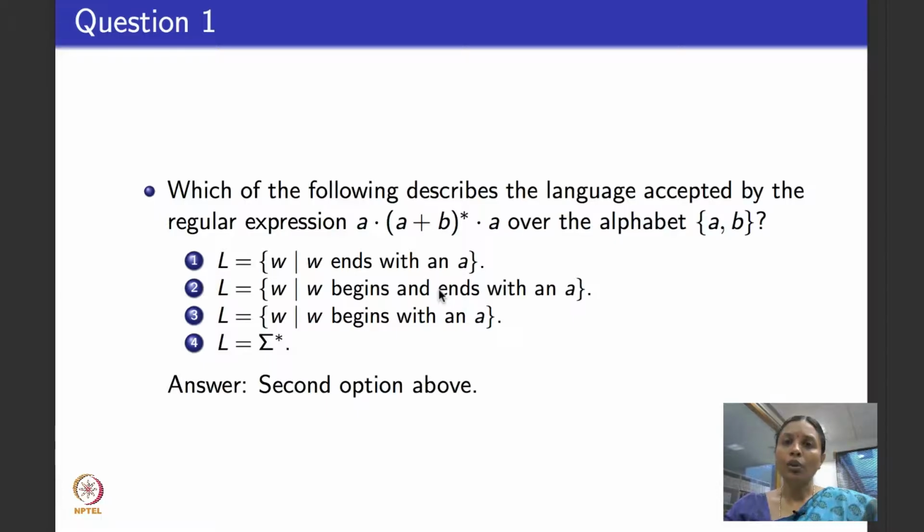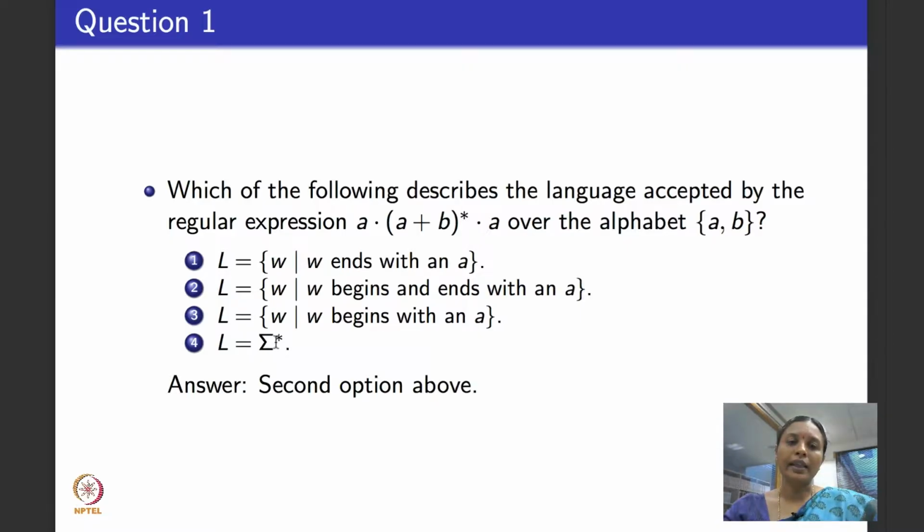It gives you a regular expression, which is a (a + b)* a, and it asks the following question. It gives 4 options for languages, and it asks which of the following options actually describes the language accepted by this regular expression over the finite alphabet a, b. The first option says it's the set of all words over the alphabet a, b that end with the letter a. The second option says it's the set of all words over a, b that begin and end with an a. The third option is the set of all words over a, b that only begin with an a.